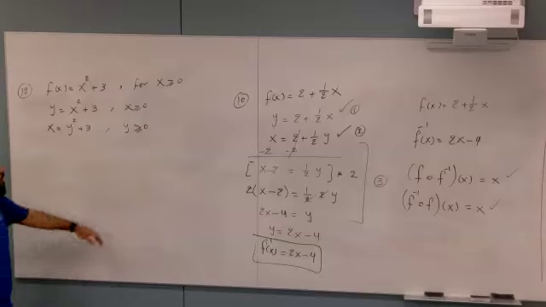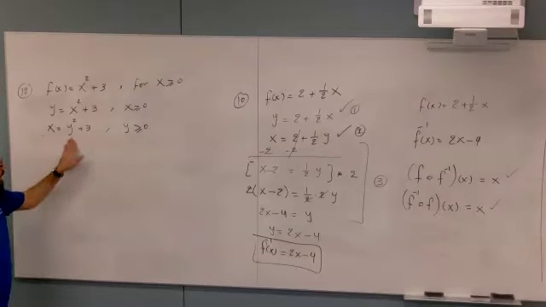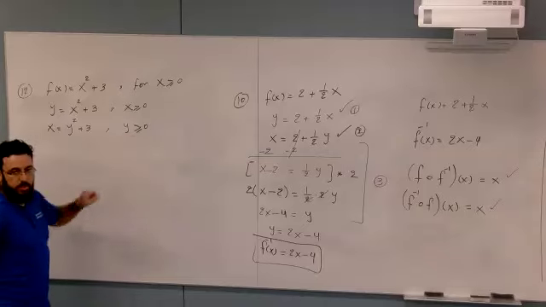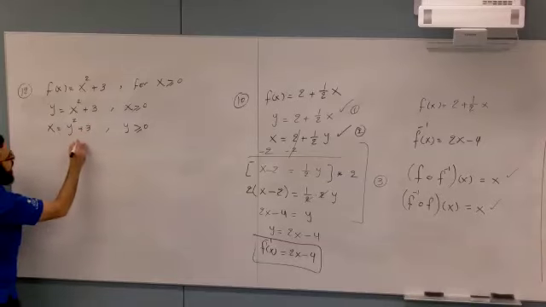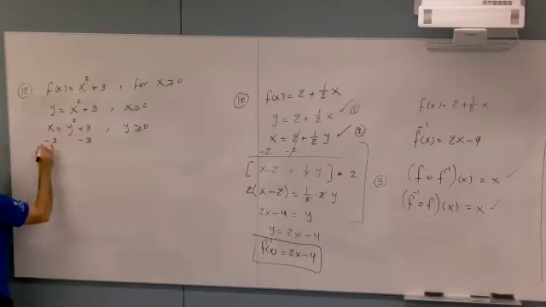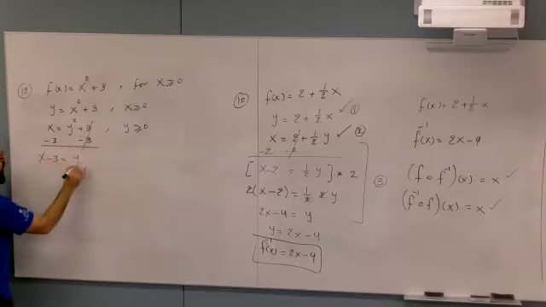Okay, because we need to find the condition for the inverse. So when I change the y with x and the x with y, I have to change the condition. Next step, solve it for y. How are we going to solve it for y? Move the 3, subtract the 3 from both sides. That will give me x minus 3 equal what?